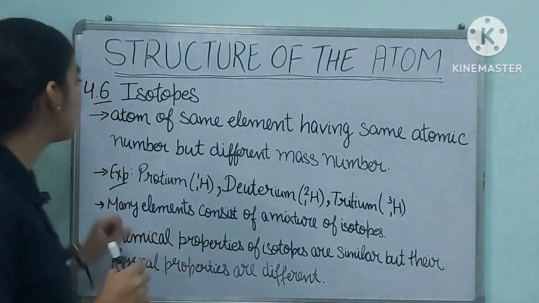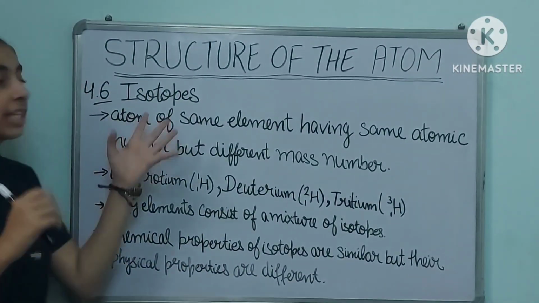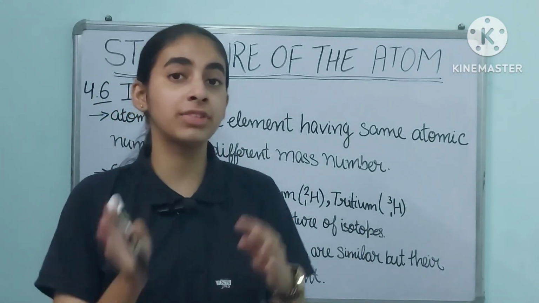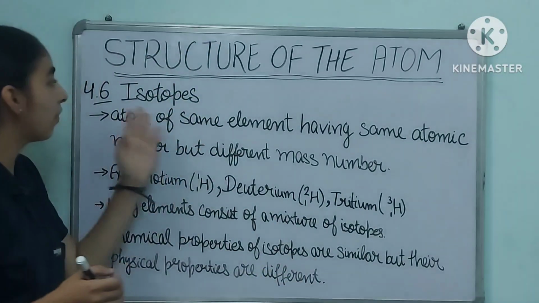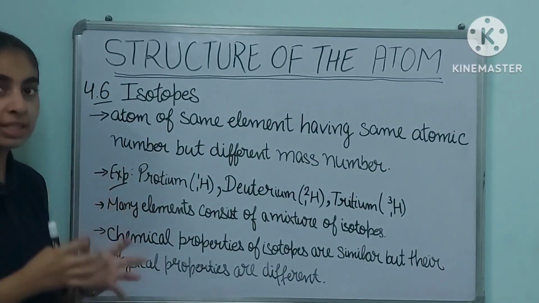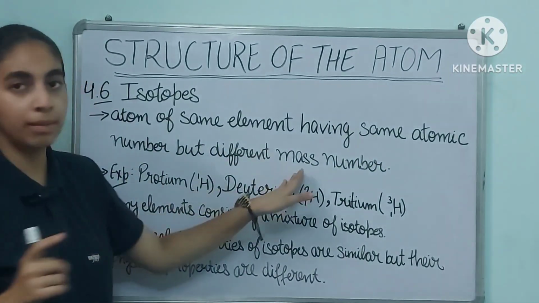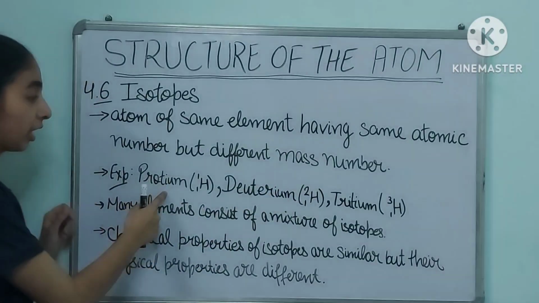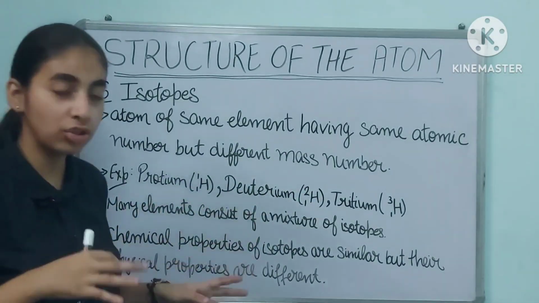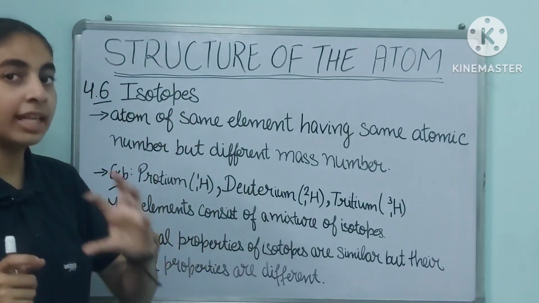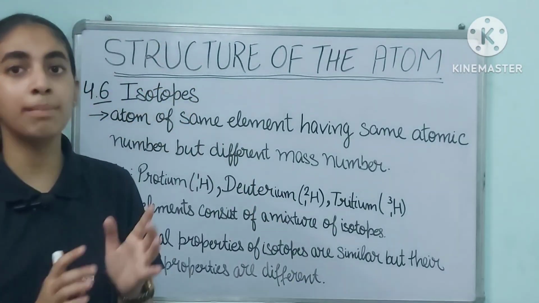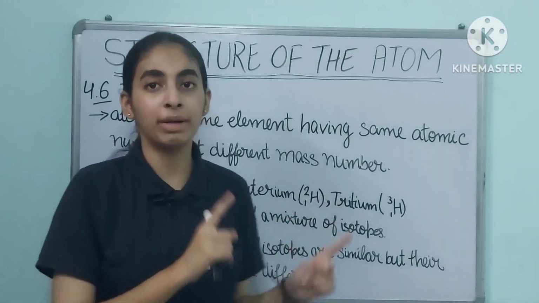Now what are isotopes? Isotopes are atoms of the same element, having the same atomic number. Atomic number will be the same, but the mass number will be different, right? For example, protium, deuterium and tritium are the isotopes of hydrogen. Isotopes are atoms having the same atomic number but different mass number.